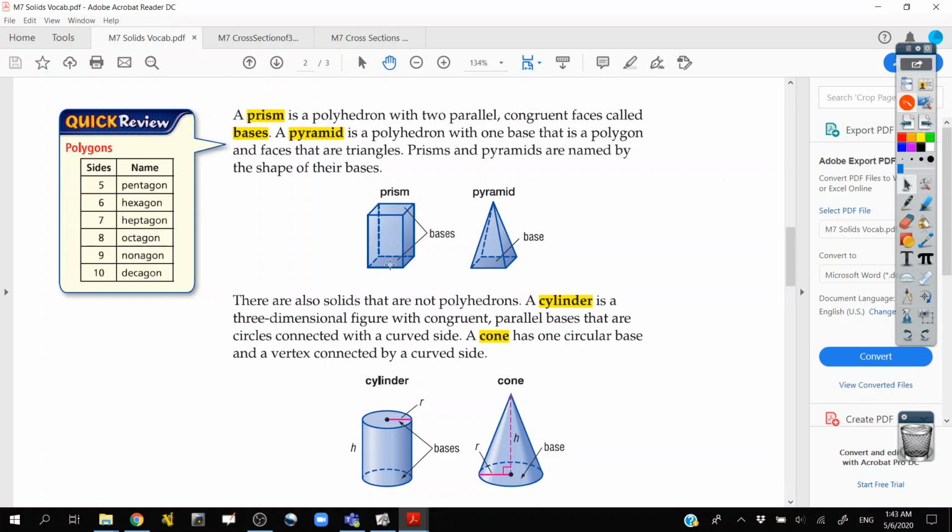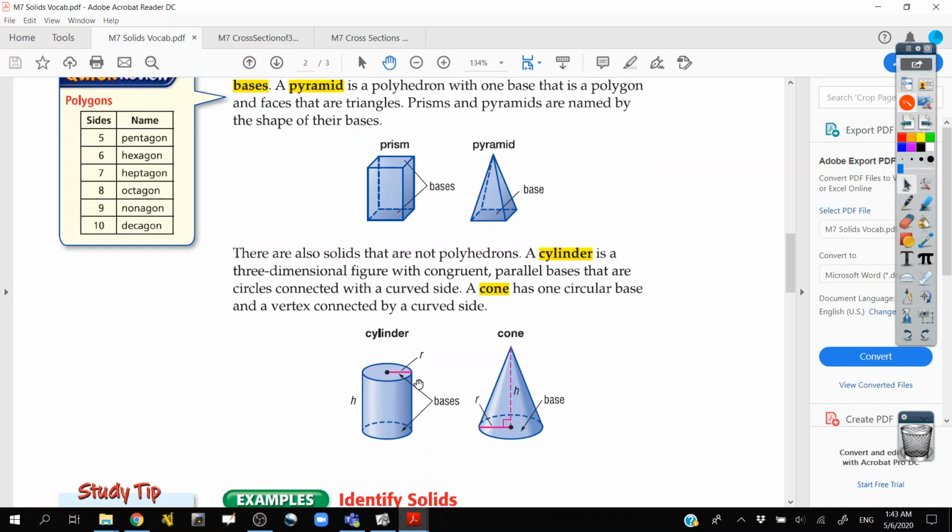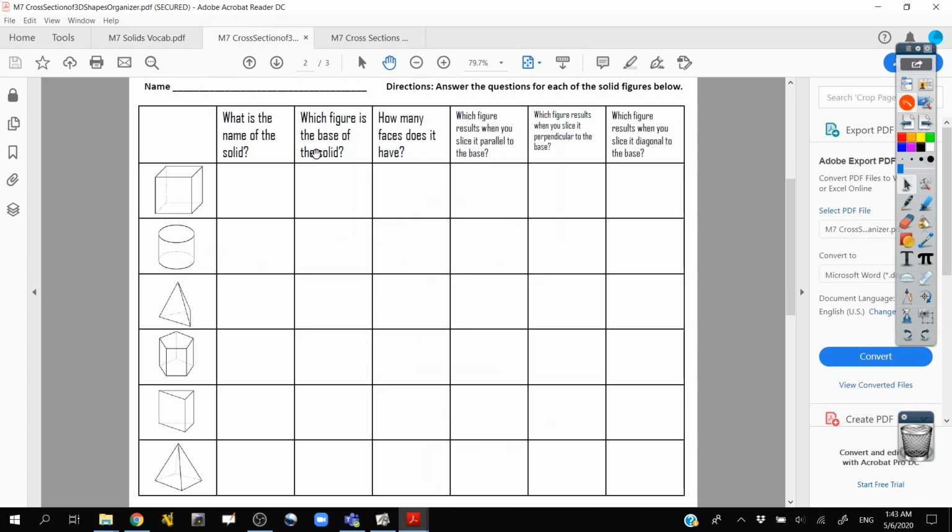So bases are here. You can see prisms have multiple bases like this. Pyramids only have one base. Same thing, cylinders have multiple bases. Cones only have one base. So using those examples, I'm willing to bet you could get through this. What figure is the base of the solid?